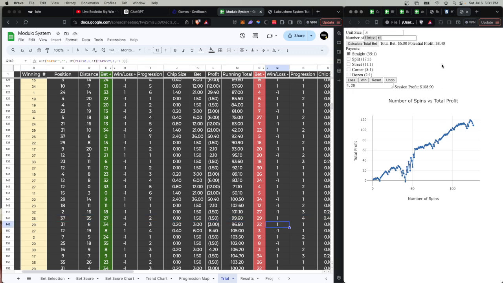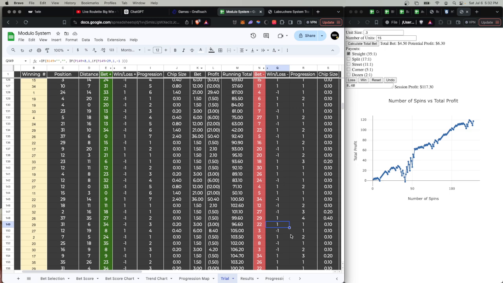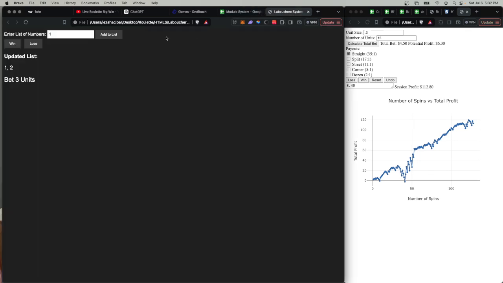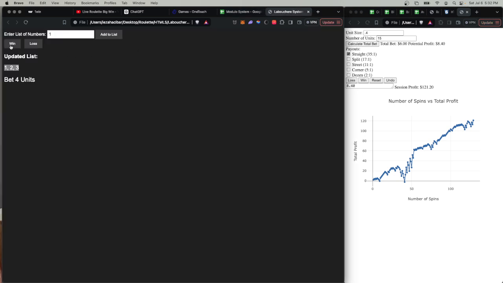The negative side gives us a win. So now we got a 3 unit bet. And from the win, we get a loss. So that brings us to 4 units. From the loss, we get a win. So that's a win. So we're back to a 2 unit.